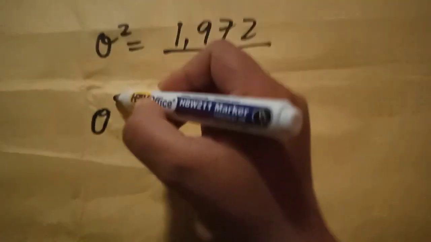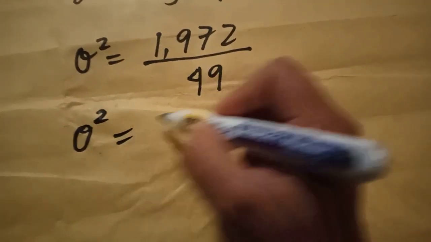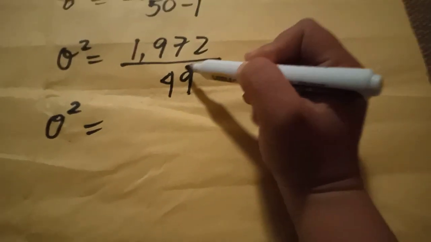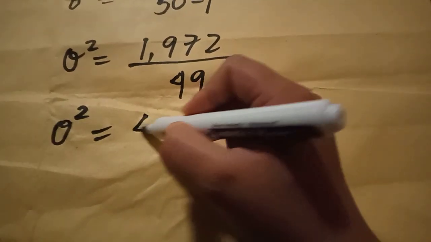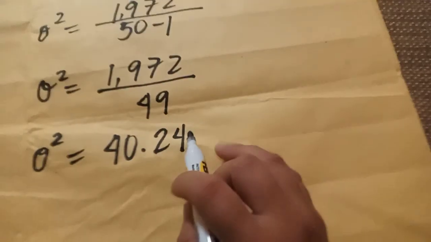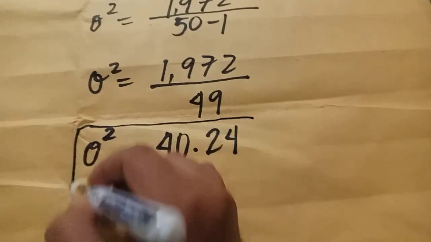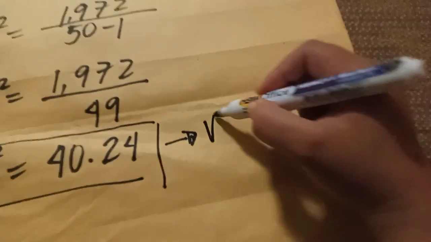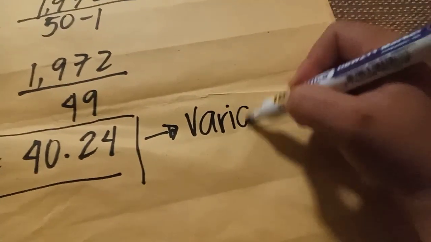So we're down to the last. Sigma squared is equal to 1,972 divided by 49. That'll be 40.24. And this is our variance.